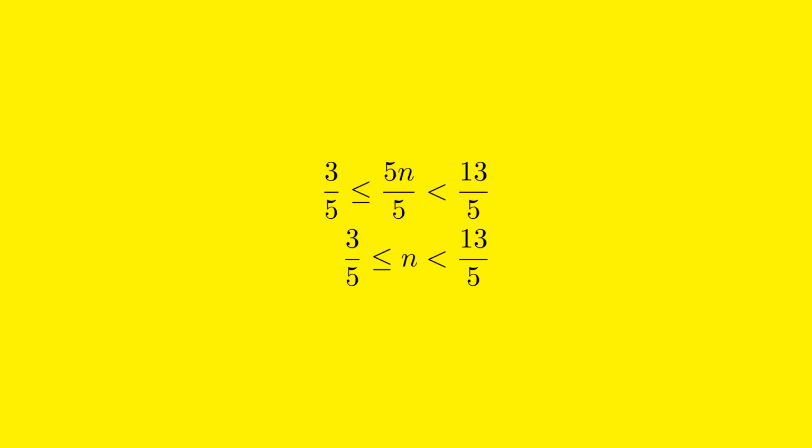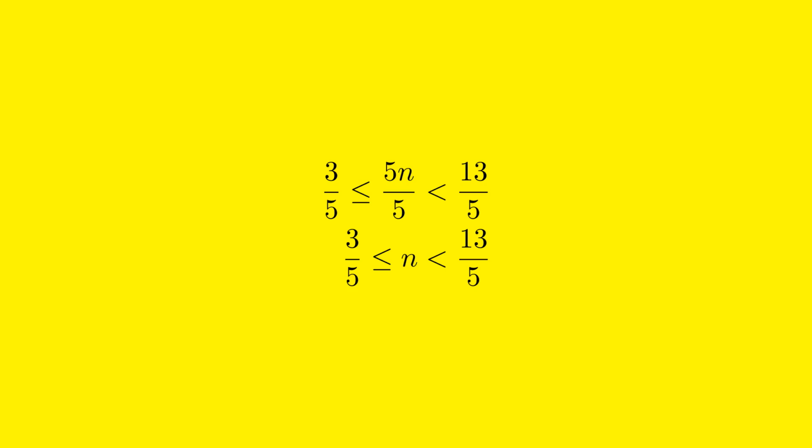Next, we need to continue isolating n. Our current inequality reads 3 is less than or equal to 5n, which is less than 13. To isolate n, we will focus on the term 5n. Right now, n is being multiplied by 5. To get n by itself, we need to do the opposite of multiplication, which is division. We will divide each part of the inequality by 5. This means we will divide 3 by 5, 5n by 5, and 13 by 5.